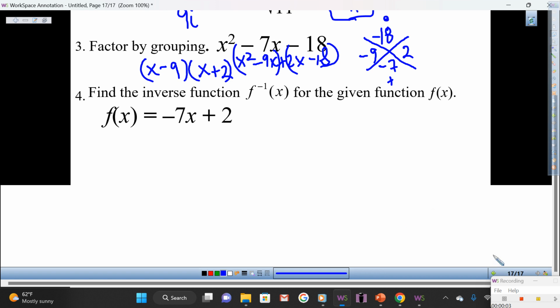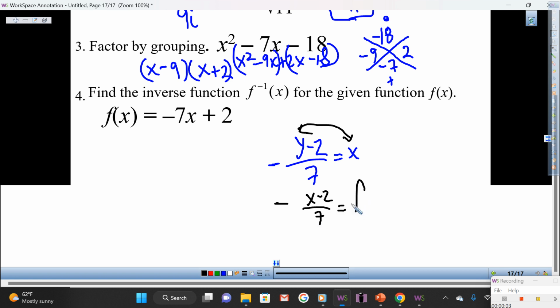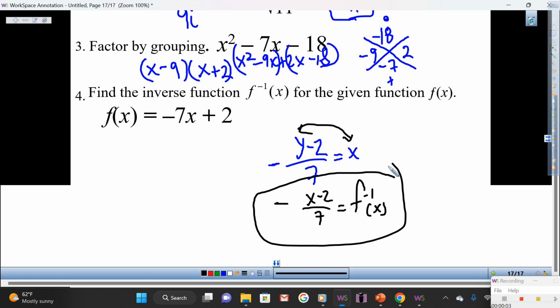We good? All right, go. All right. Almost there. Tell your neighbor what he needs to do at the end, please. Yeah, switch the variables. That is correct. So that gives us x minus 2 over 7 equals y. But instead of y, I'm going to write f inverse of x. There you go. All right.